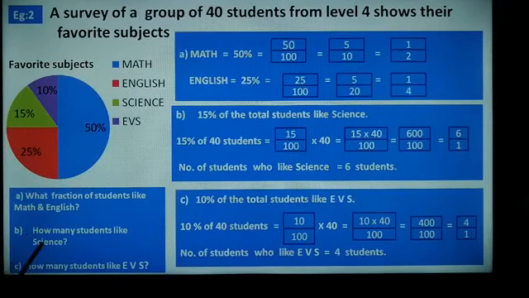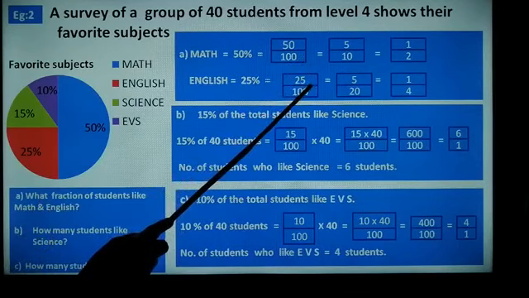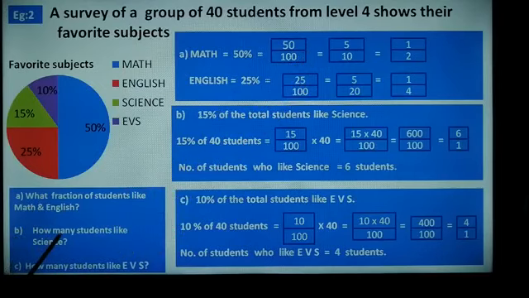Okay, now move to the second question. How many students like science? Here they are asking how many students, not the fraction. In question A, they are asking for the fraction, so we just write the fraction form. But in question B, you have to find the number of students who like science. From the key we can find science's color: green. So 15 percent like science. 15 percent of what? Of the total students. So first write like this, 15 percent of the total students like science.